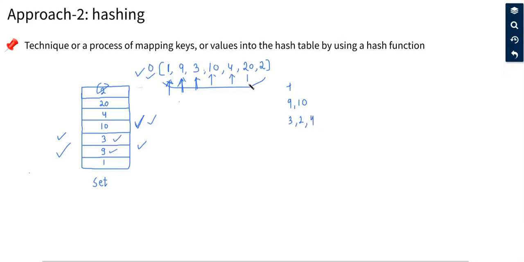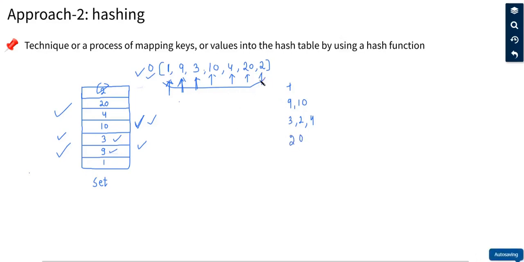Then I move to the next element, that is 20, and 20 minus 1, that is 19, is not present in the set. Hence 20 is not a part of any sequence which we already have. Therefore, we put 20 in another basket.